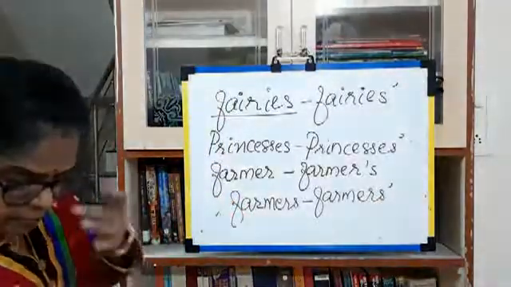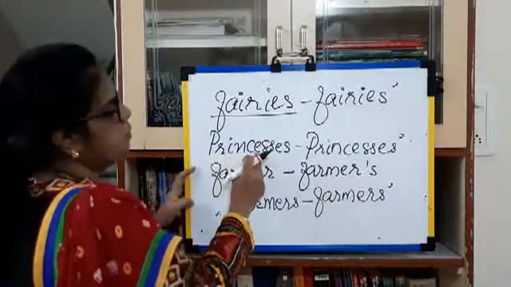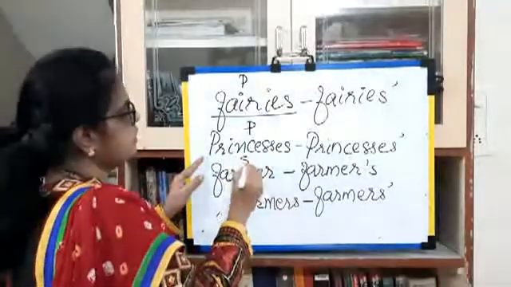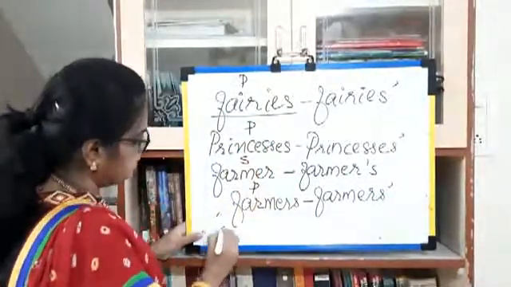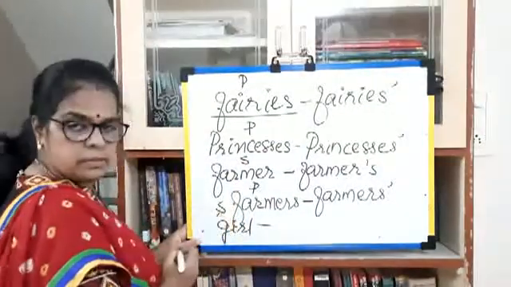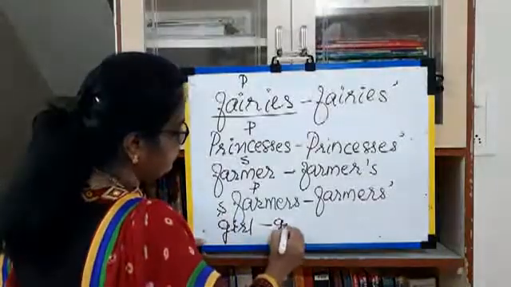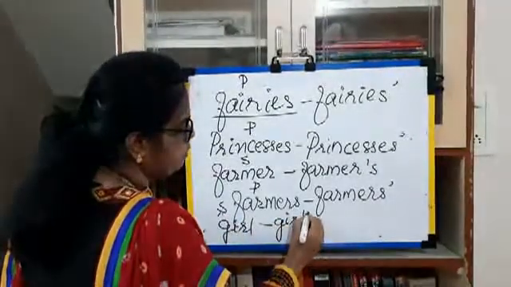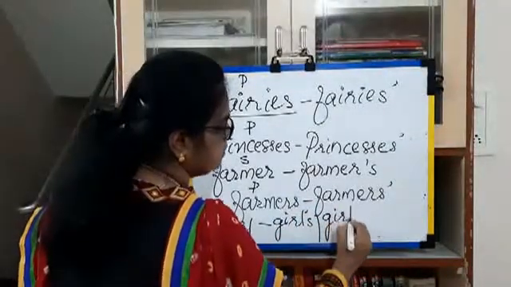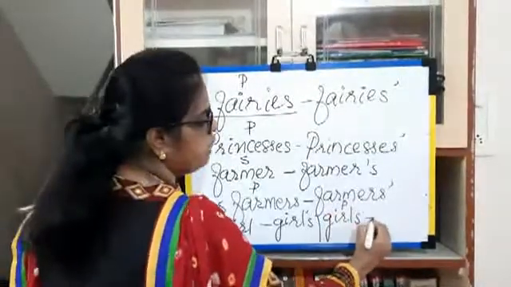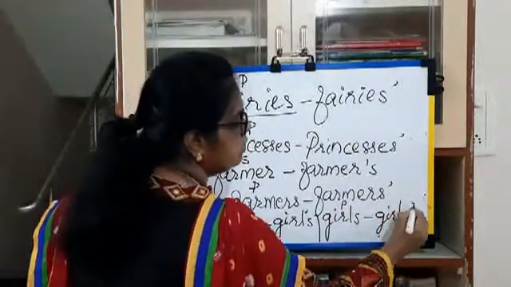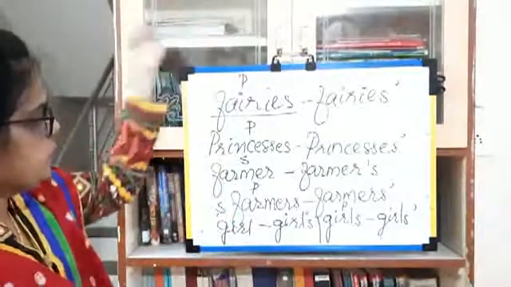Okay, see the example. Princesses. This one is plural. This word is plural, this word is singular. Example, girl. Girl is singular, right? So where do we use it? Girl's, before the s. But here it is girls. This is plural. So where do we put the apostrophe? After the s.